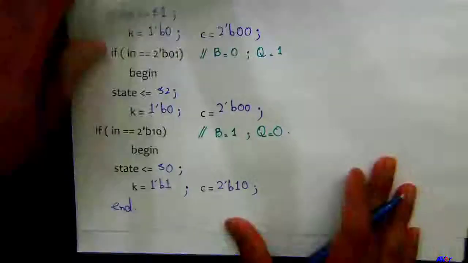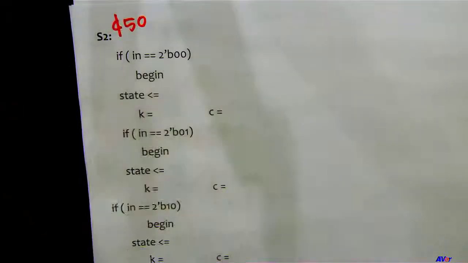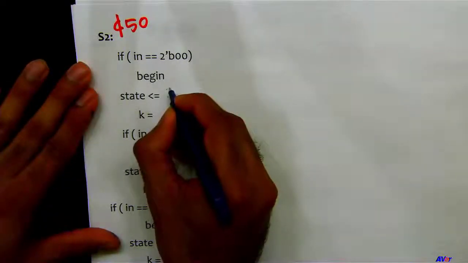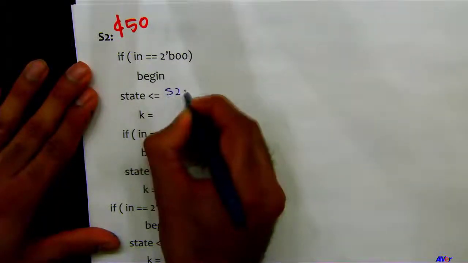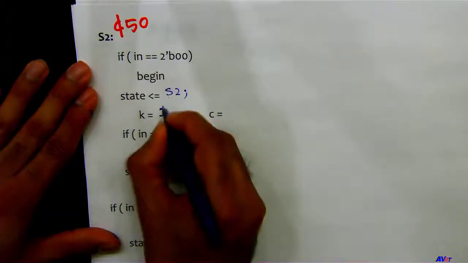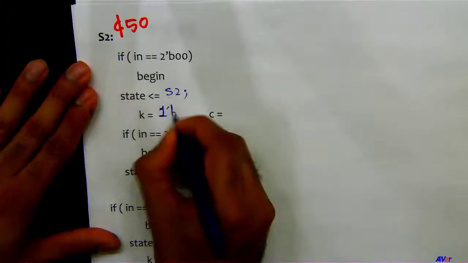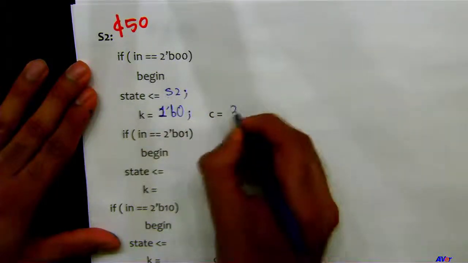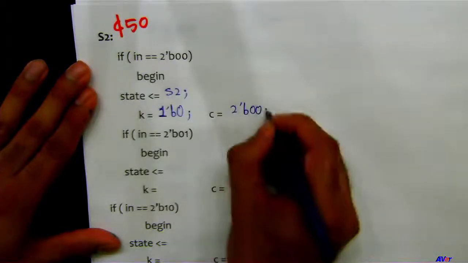Okay. Let's move to our last page. We can finish this real quick. Almost done. S2 is how much, guys? That's 50 cents, right? So currently you've got 50 cents in the machine. 0, 0, it'll just stay here. The output is going to be 0. Change is going to be 0 also, okay?